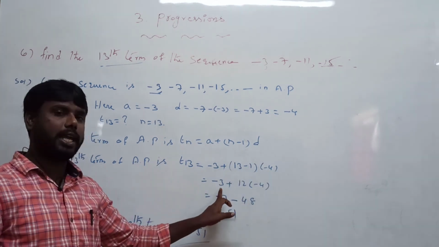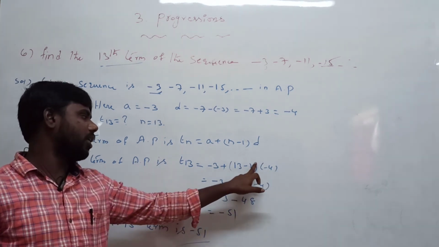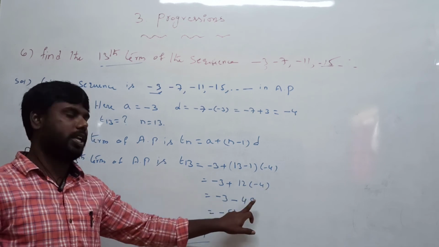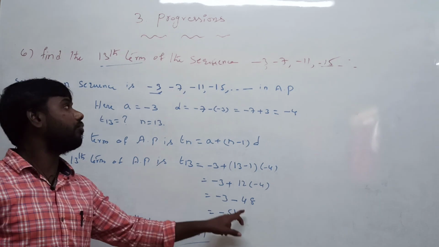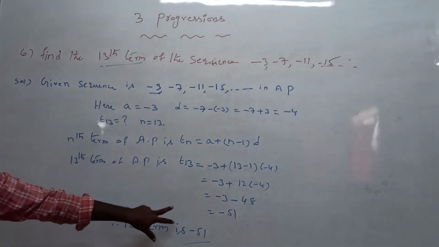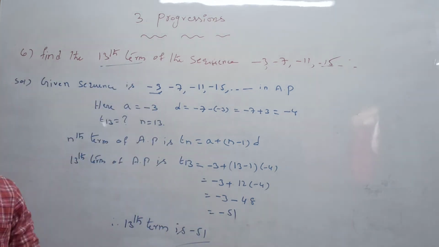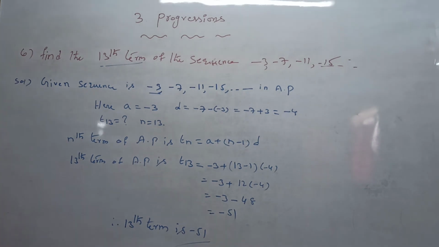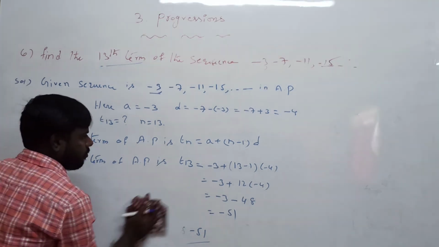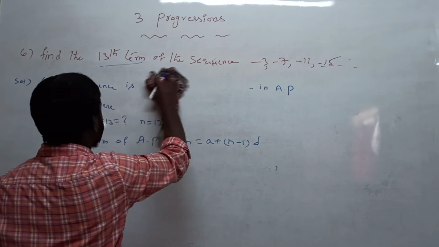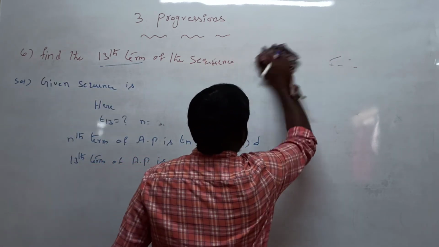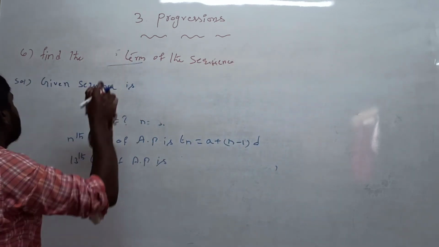That minus 3 we write as it is. 13 minus 1 is 12. 12 into minus 4 is minus 48. Minus 3 minus 48 is minus 51. So finally, what they are asking, we have found: the 13th term is minus 51. Did you understand? Is it clear? Next question. Next question. So very simple.